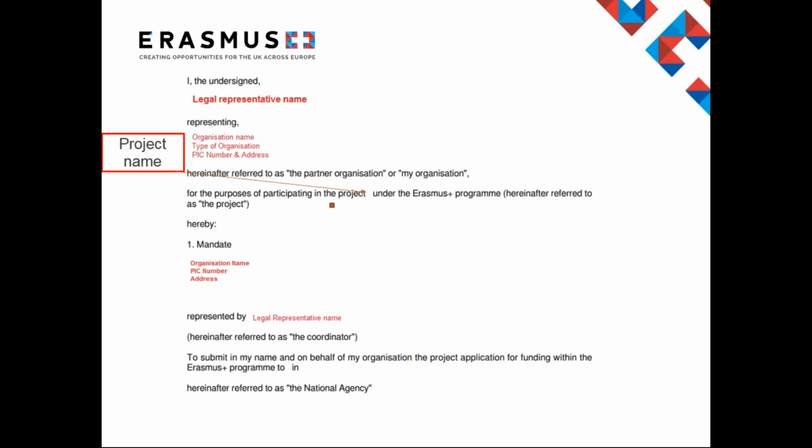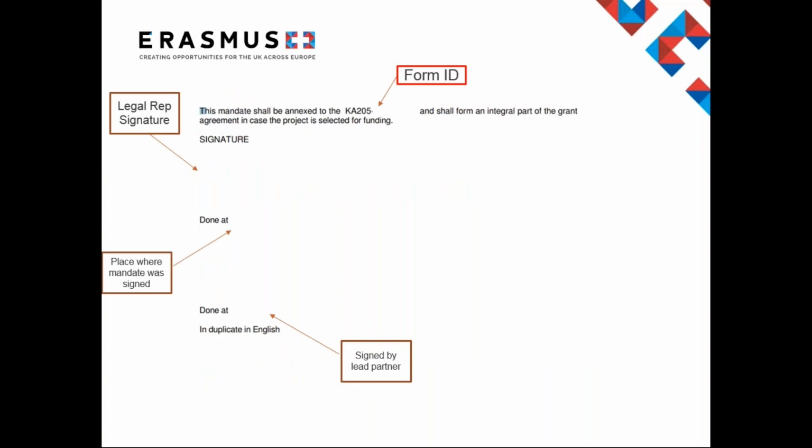The parts that are in red on this screen will automatically be completed from the information that you have input into the Participating Organisations tab. Your project name will also be inserted into the section highlighted. The form ID will be automatically generated by the application system.